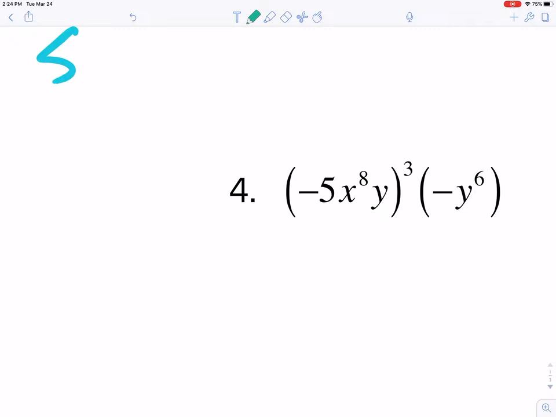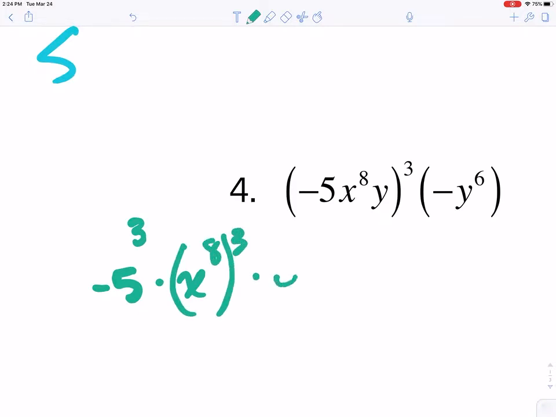Alright, for question 4, we have negative 5x to the 8th times y, all raised to the 3rd. So again, that's 3 copies. So what I think of this as is it's negative 5 to the 3rd times x to the 8th to the 3rd times y to the 3rd. All of that times, I'm going to rewrite this as negative 1y to the 6th.